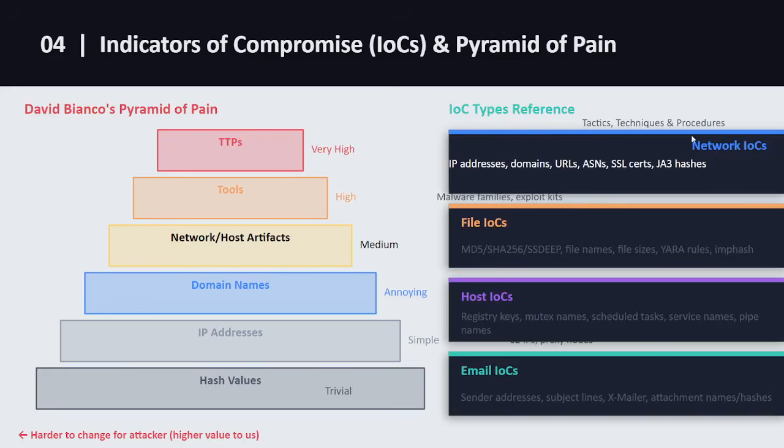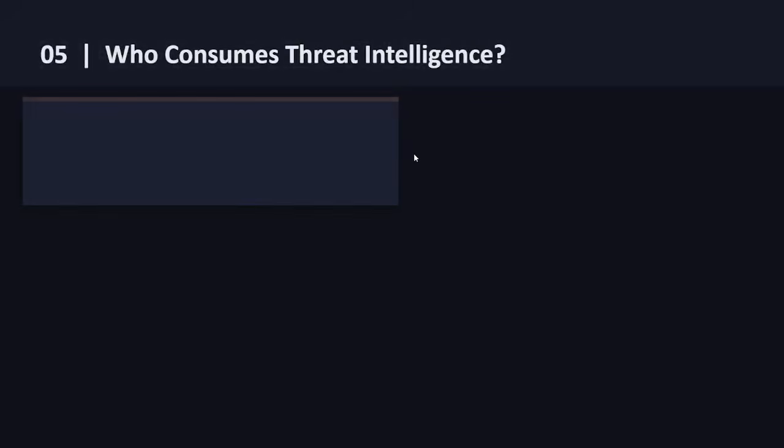Okay, this is very critical. If this is compromised, it means most of the networks or the entire network will be compromised. So that's how it will be categorized. Now we will see who is going to consume this threat intelligence.